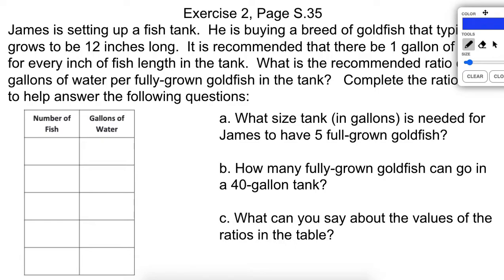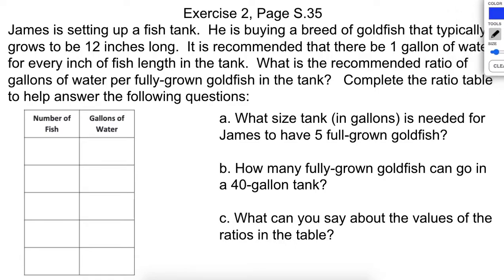answer the following questions. Okay, so let's go ahead. Now this one's kind of an interesting one. Typically grows, so the fish are 12 inches long. We need 1 gallon of water for every inch of fish. But look at our chart here. It's number of fish and gallons of water. But they say every fish is going to be about 12 inches long. So they need 1 gallon for every inch. So if we have 1 fish, that means it would be 12 inches. So that means we would need 12 gallons of water.